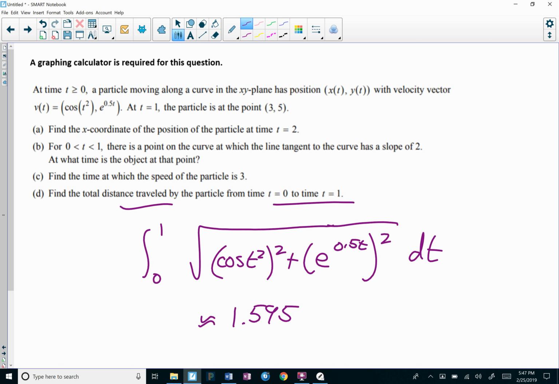Overall, I think that's a pretty easy starting one because that is a BC question only. That is not an AB question.